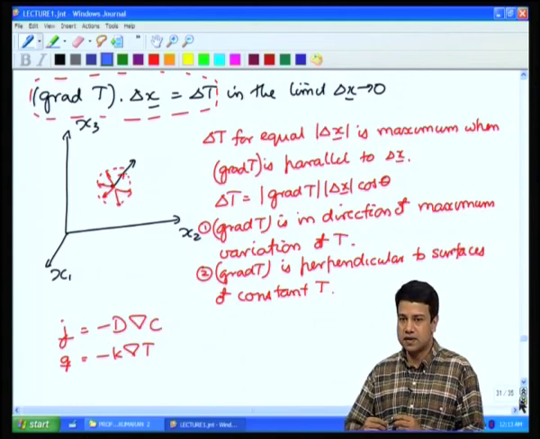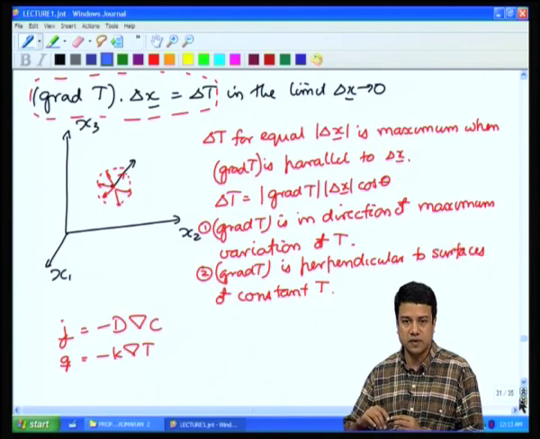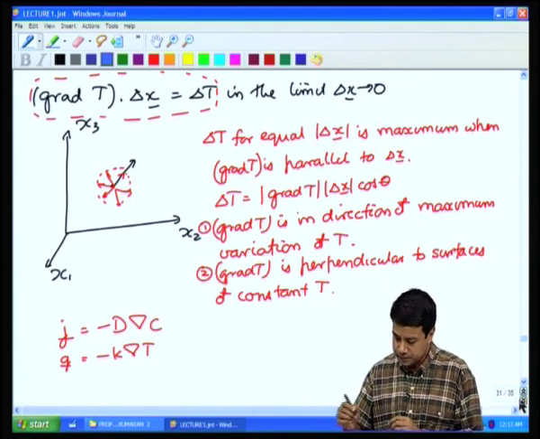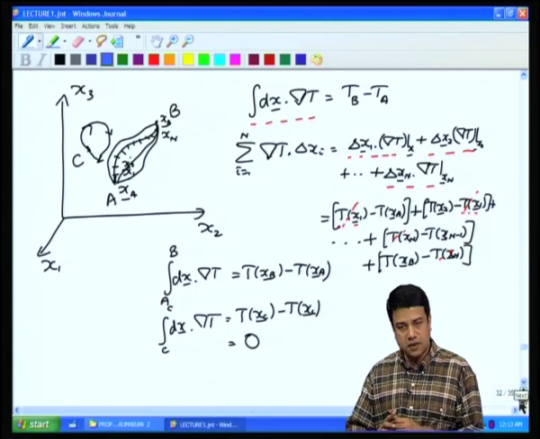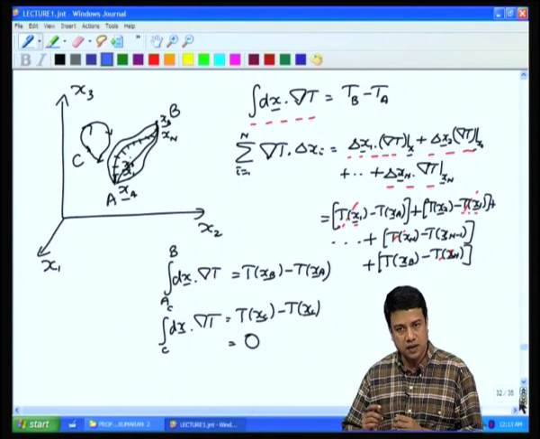So, in order to identify surfaces of constant temperature, I just need to locate the gradient of that temperature and then look perpendicular to that. Perpendicular to the gradient at every point is a surface of constant temperature. We had also derived the integral relation corresponding to grad T: if I take grad T integrated with a differential displacement, from an initial to a final position, that is equal to the difference in temperature between that initial and final location.